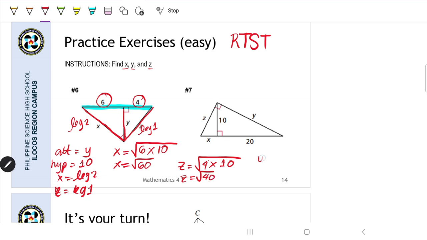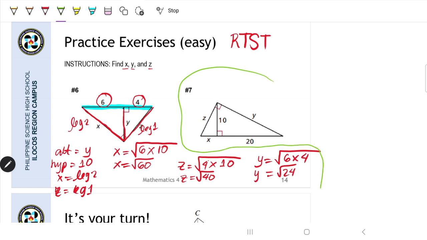And lastly, if I want to get y, which is the value of altitude, so that is the square root of adjacent 1 times adjacent 2. So that is 6 times 4. That is square root of 24. Okay? So that's how you solve for the missing parts of the given triangle. Okay? So applying the same to item number 7. So for item number 7, we want to solve for x.